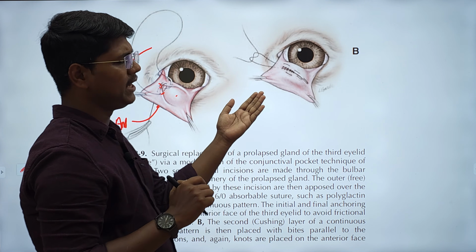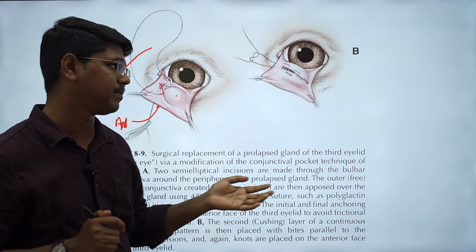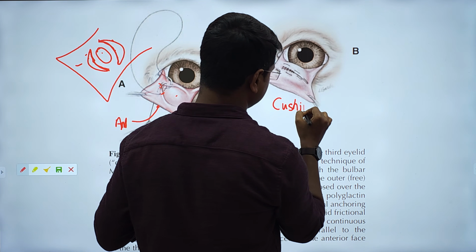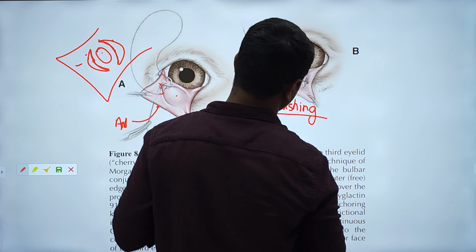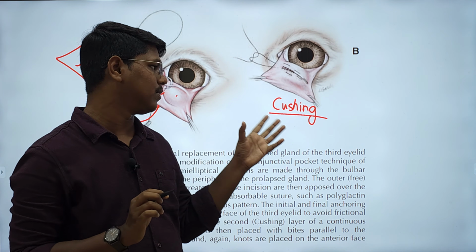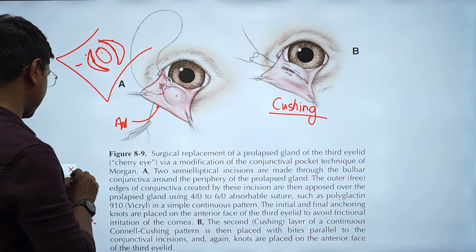Then simply suture. In the modified Morgan pocket technique, there is another layer of suture of Cushing pattern given. Here it is simple continuous. Next, another layer of Cushing is given in case of the modified Morgan pocket technique. So this is basically the Morgan pocket technique.